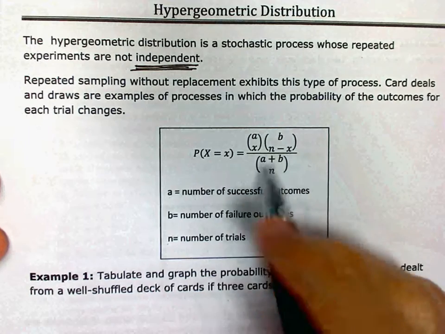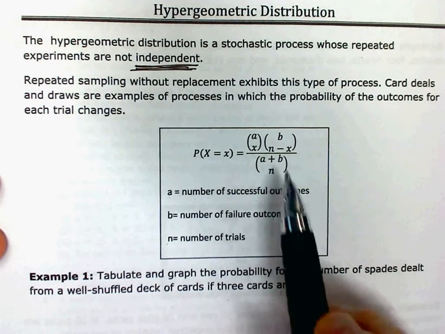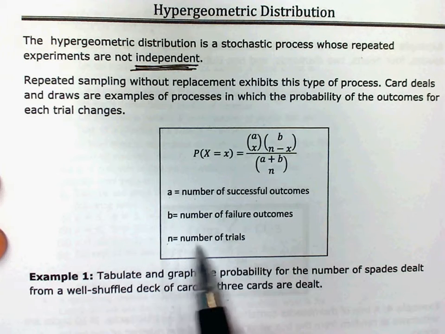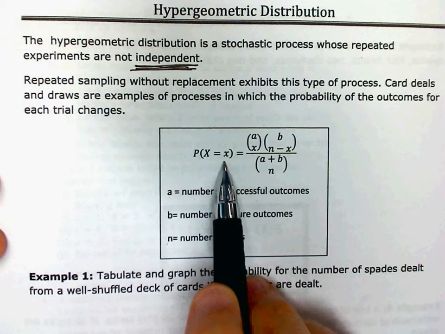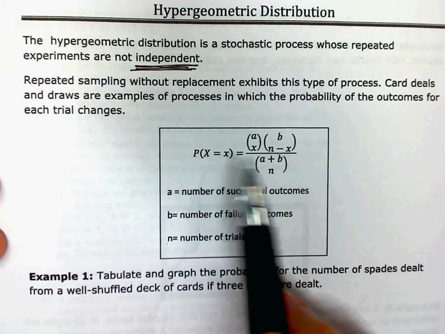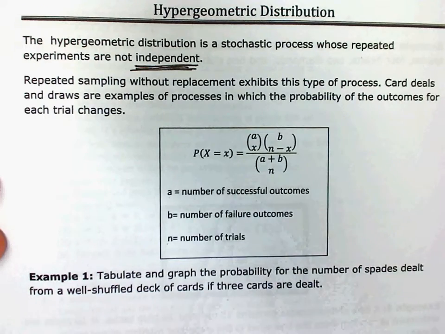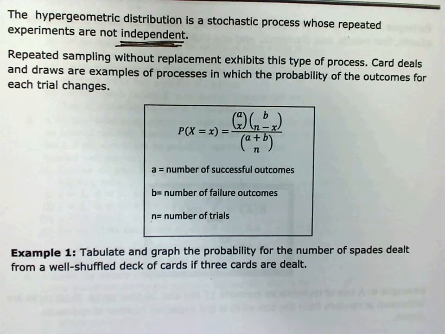Now this formula looks really complicated. A is the number of successful outcomes. B is the number of failure outcomes. N is the number of trials. And X is what we're trying to get. And you've been using this formula all along, right? Wherever we did probability using choosing.